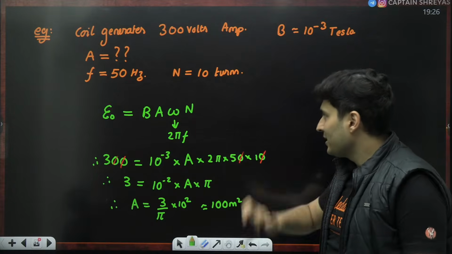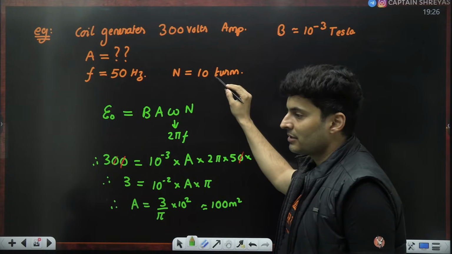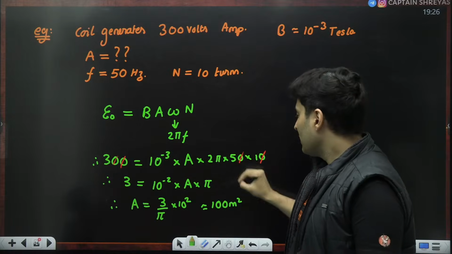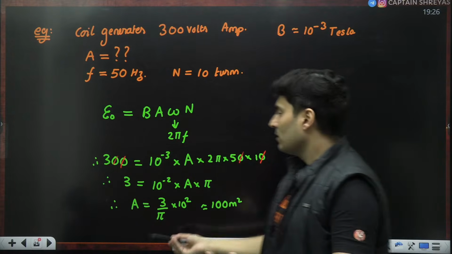If I want to reduce the size of the coil, I will increase the turns. Maybe I'll make 1000 turns. Then this will become less area. So that's how the figures are calculated.